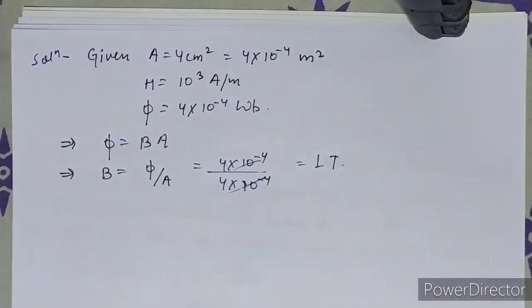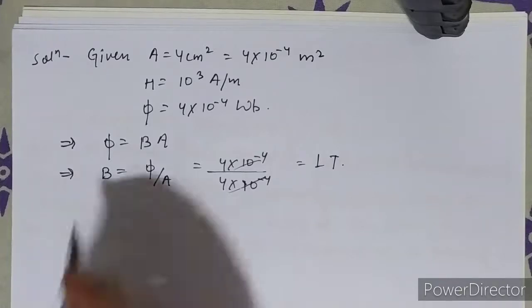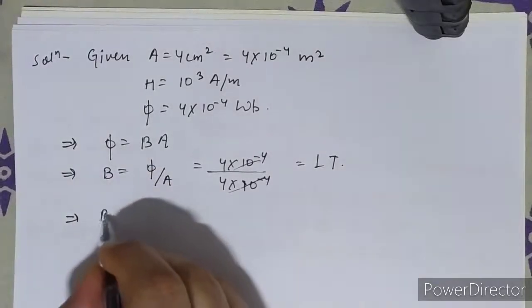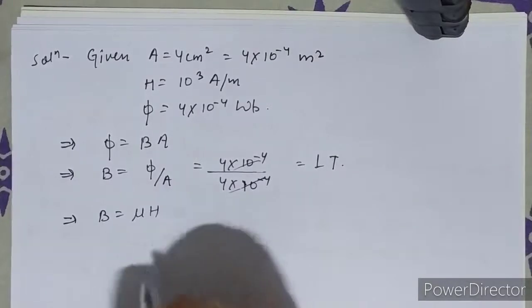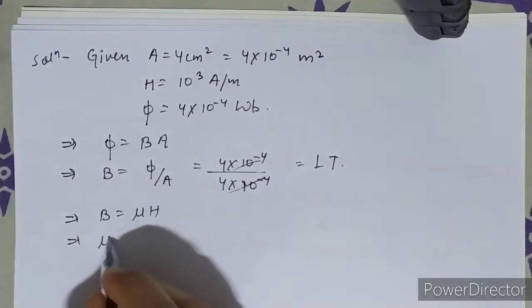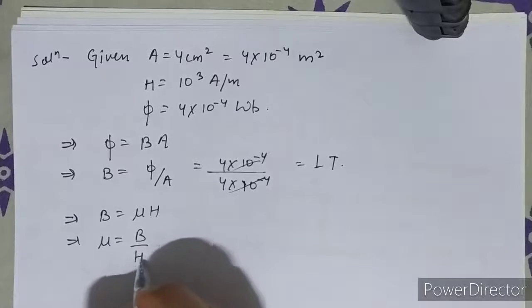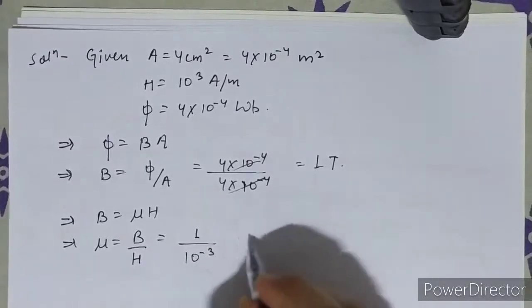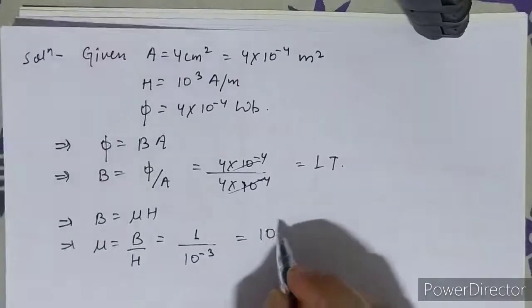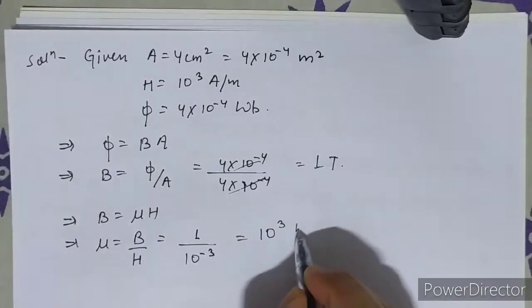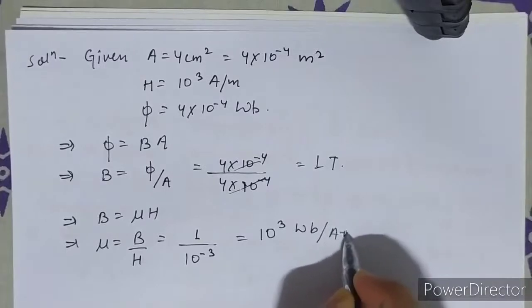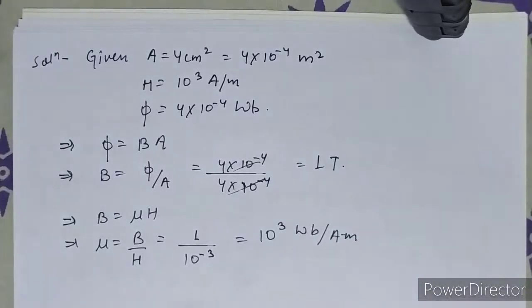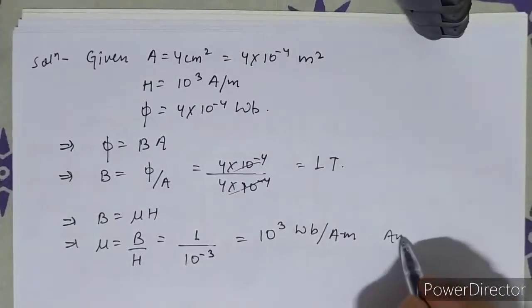Now from here we can easily calculate the value of magnetic permeability. How? B is equal to mu H, and you know mu is equal to B upon H. So B is 1, H is 10 to the power minus 3. So magnetic permeability is 10 to the power 3 Weber per ampere meter. First thing, we have calculated the magnetic permeability.